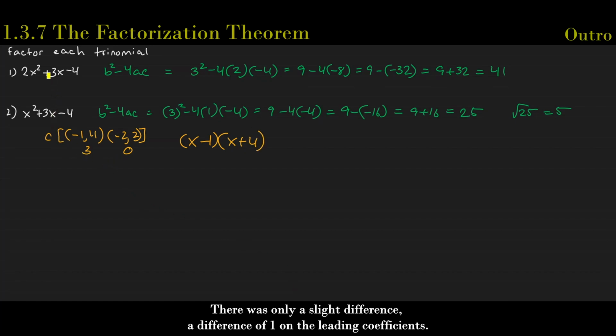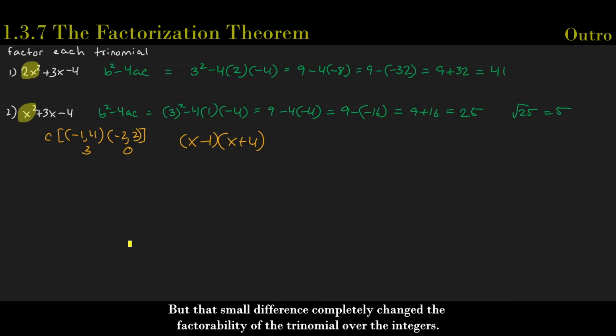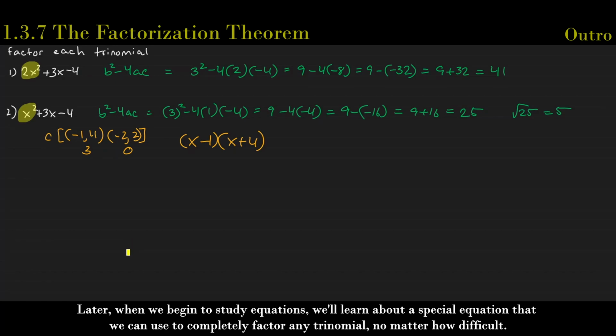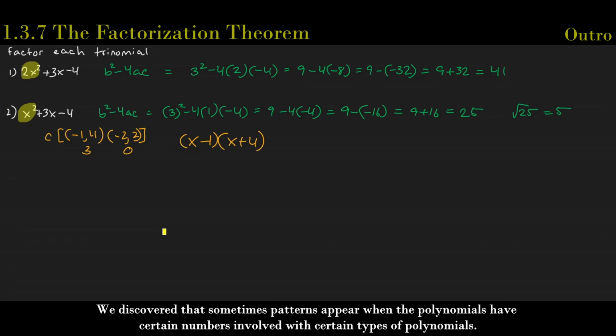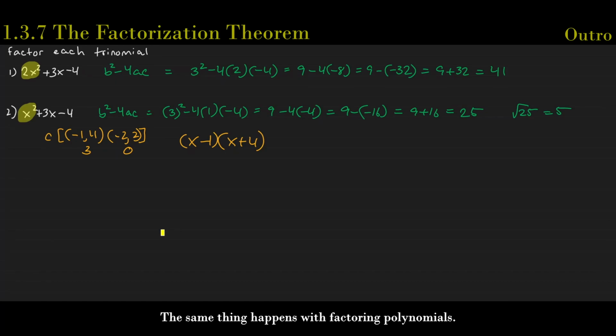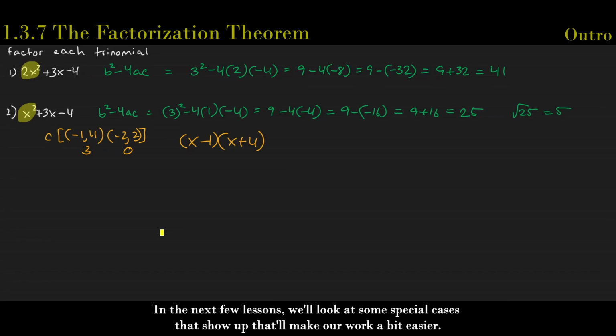There was only a slight difference, a difference of 1 on the leading coefficients. But that small difference completely changed the factorability of the trinomial over the integers. Later, when we begin to study equations, we'll learn about a special equation that we can use to completely factor any trinomial, no matter how difficult. Recall back when we first learned to multiply polynomials. We discovered that sometimes patterns appear when the polynomials have certain numbers involved with certain types of polynomials. The same thing happens with factoring polynomials. In the next few lessons, we'll look at some special cases that show up that'll make our work a bit easier.